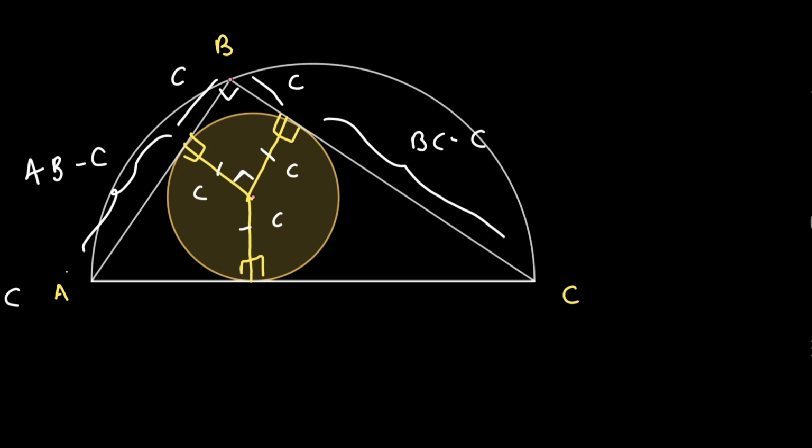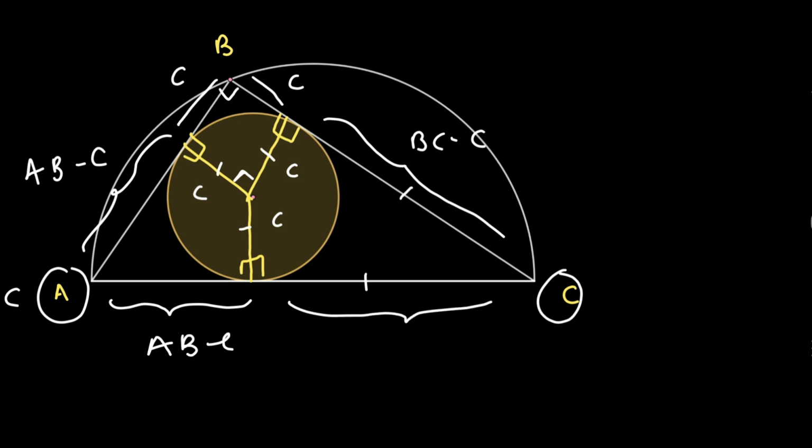Okay, now look carefully that from the point A, we have two tangents to this circle, hence both of these tangents would have the same length. The length of one of the tangents is AB minus C, therefore the length of the other tangent would also be AB minus C. Similarly, from the point C, we have two tangents. One of the tangents already has a length BC minus C, therefore the length of the other would also be equal to BC minus C.